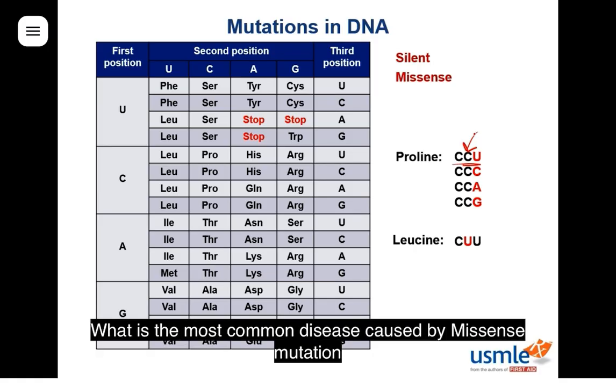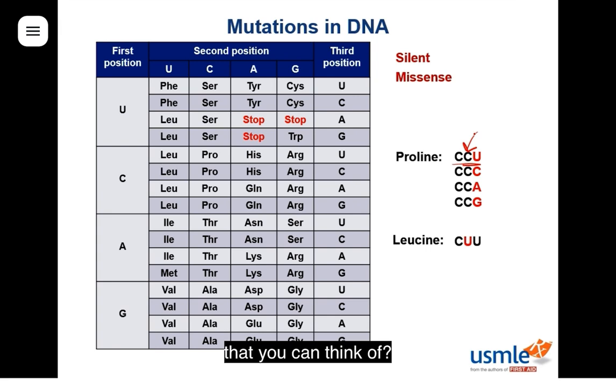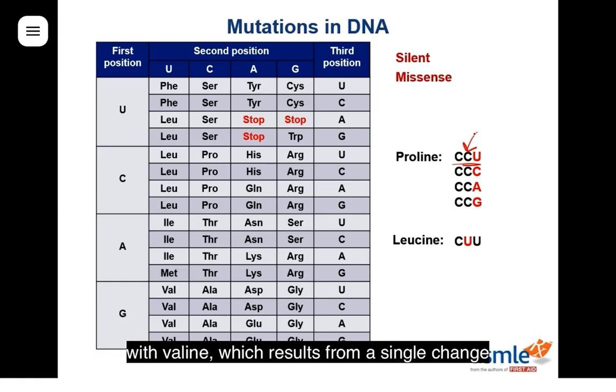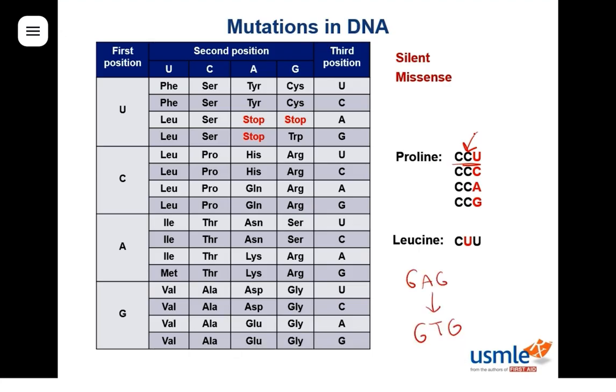What is the most common disease caused by a missense mutation that you can think of? That's right, sickle cell disease, which also happens to be one of the most commonly tested diseases that you'll see on your Step 1 exam, period. Sickle cell disease is due to a substitution of glutamic acid with valine, which results from a single change in the codon sequence of GAG to GTG.